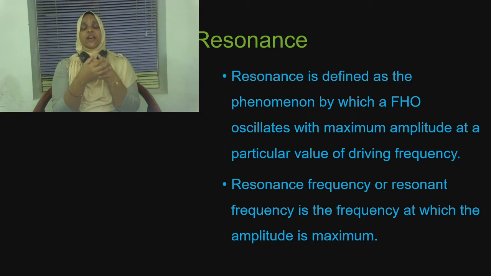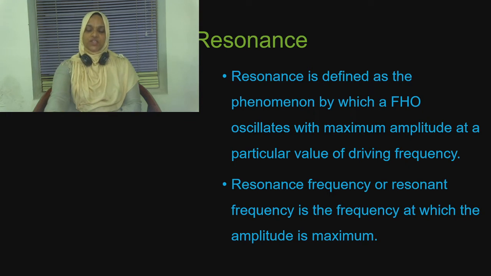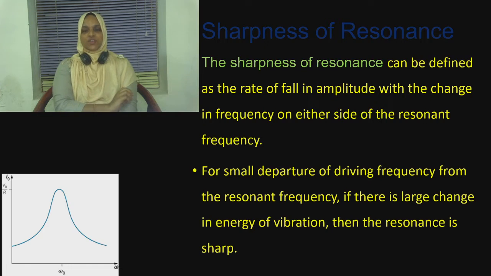Now we have another term related to amplitude resonance, known as the sharpness of resonance. We'll see what is meant by sharpness of resonance. Sharpness of resonance can be defined as the rate of fall in amplitude with the change in frequency on either side of the resonant frequency. If we show the driving frequency on the x-axis and put the amplitude on the y-axis, we'll get a curve like this.